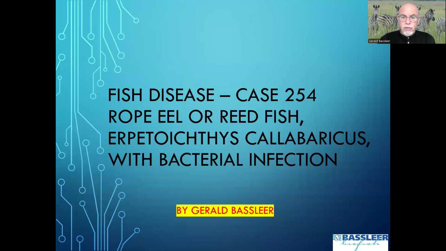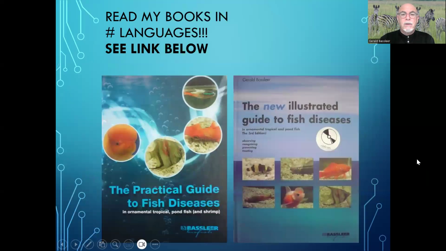And in this case, it was about the rope eel, the reed fish, which is, how can I say, a fish that can be susceptible to certain diseases and particularly to bacterial infections. This is my case 254 on the rope eel or the reed fish. Those are the common names of the scientific name Erpetoichthys calabaricus, the Calabar rope eel.